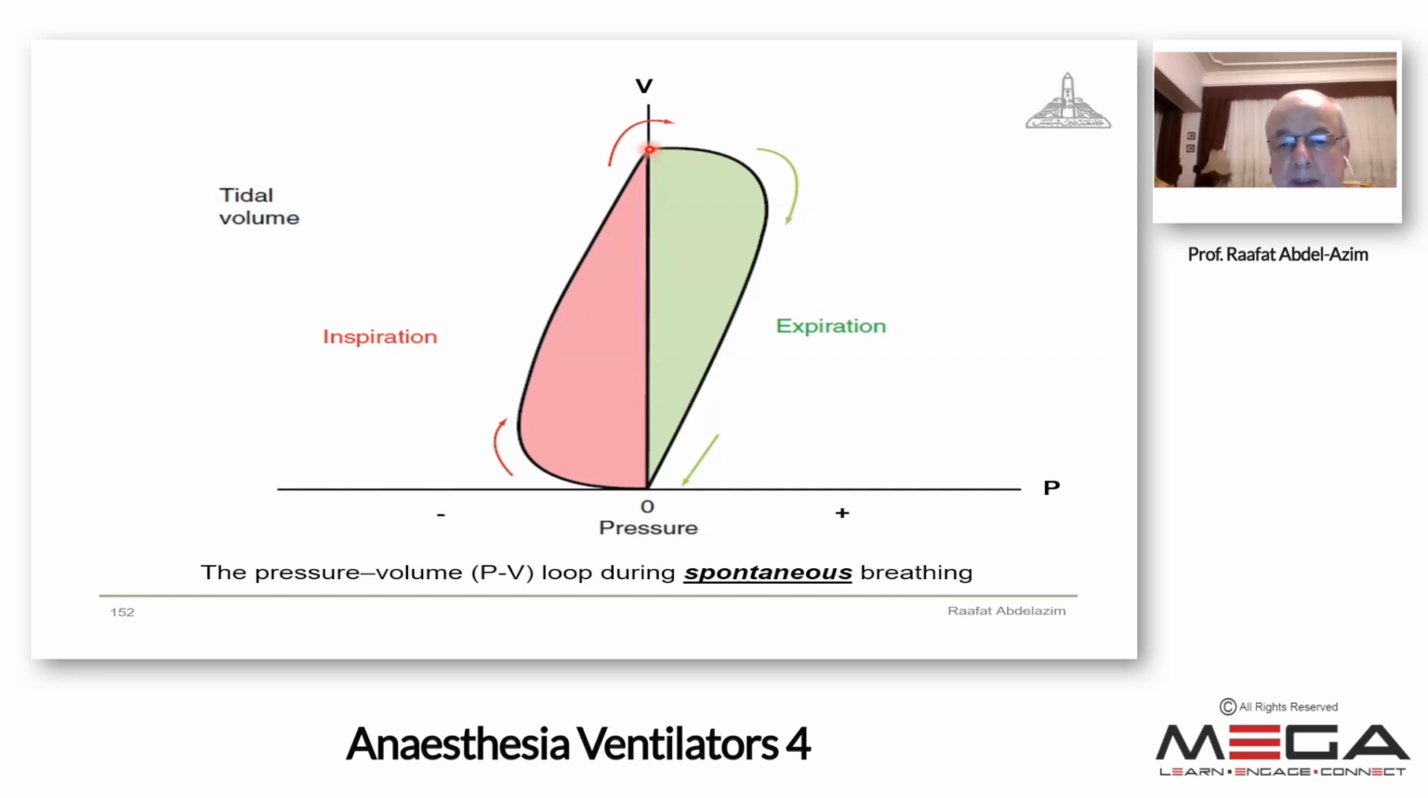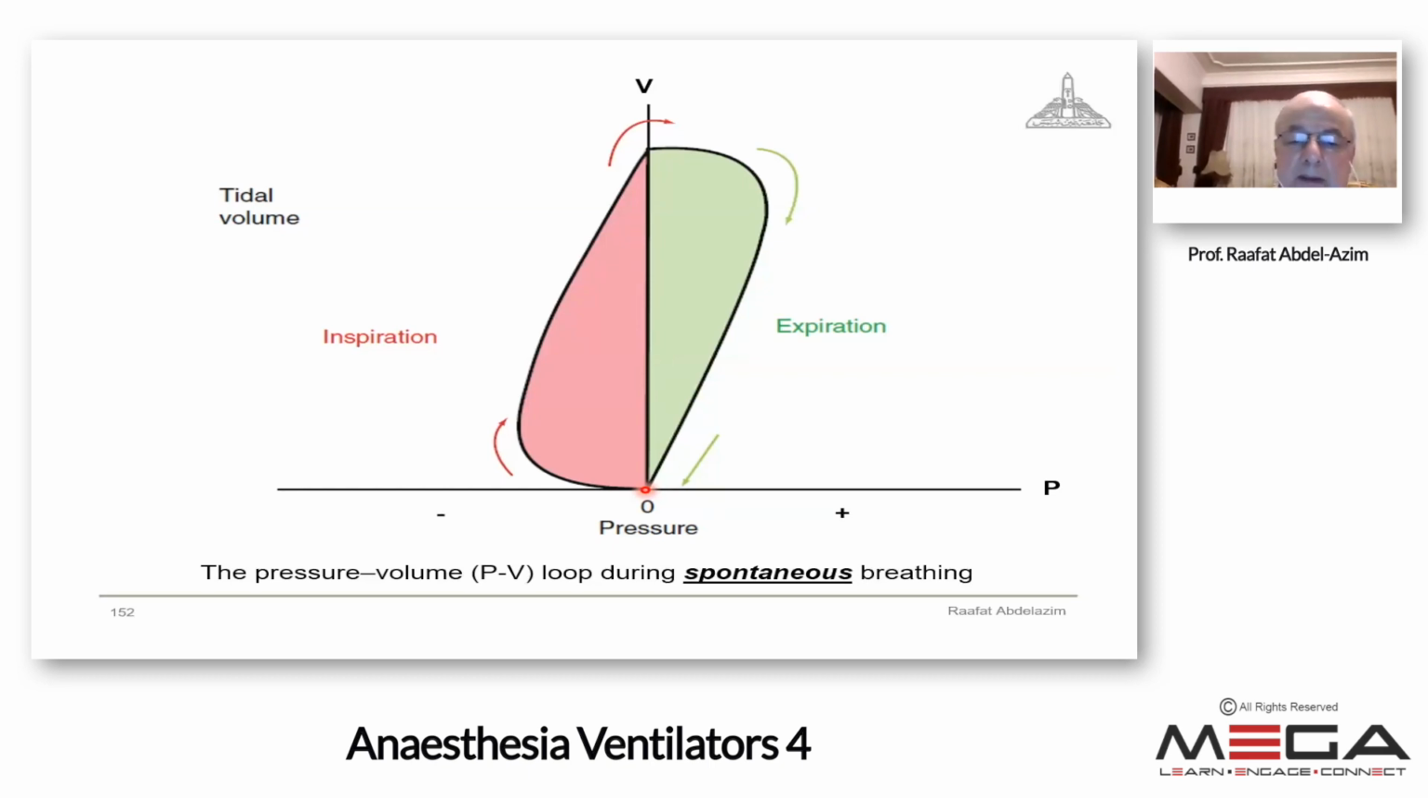Then the expiration will start passively, and the pressure will start to be positive, so it will go to the right, and the volume is coming out of the lung, so the point will go down. Here is the maximum expiratory pressure, that is positive 1 centimeter water in this spontaneous breathing patient, and it will go to the left again because expiration is finishing here, and the tidal volume is going out until we reach the end expiratory point, that is of 0 pressure and 0 volume.